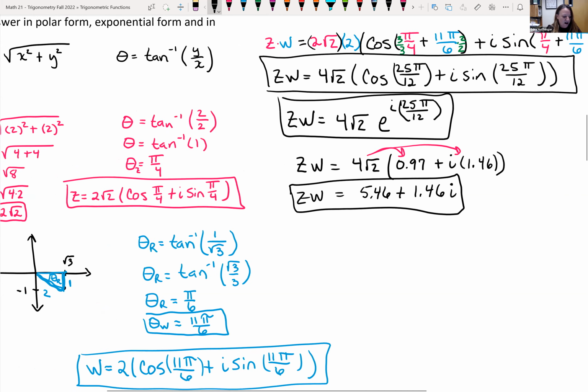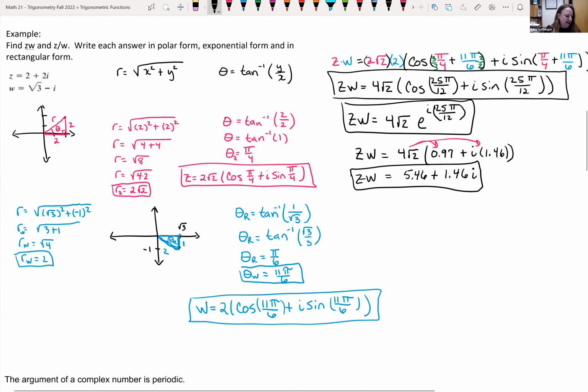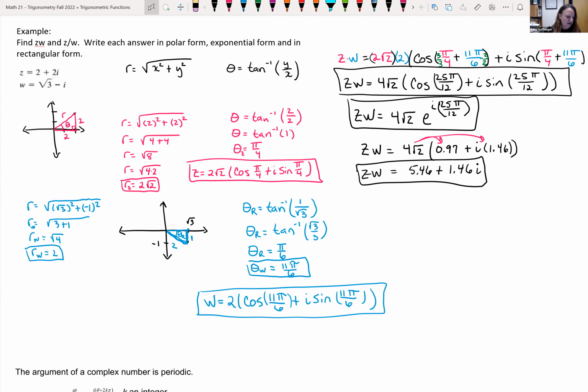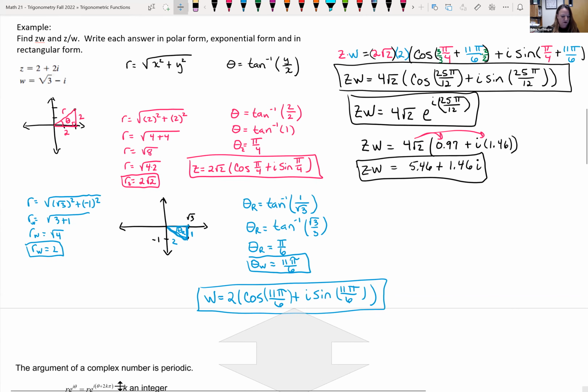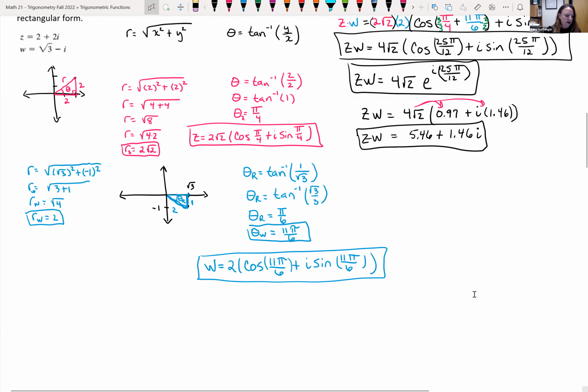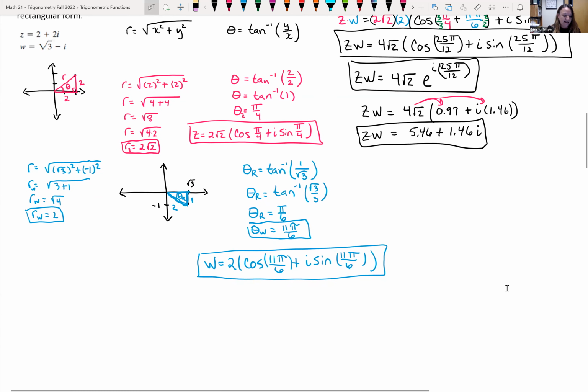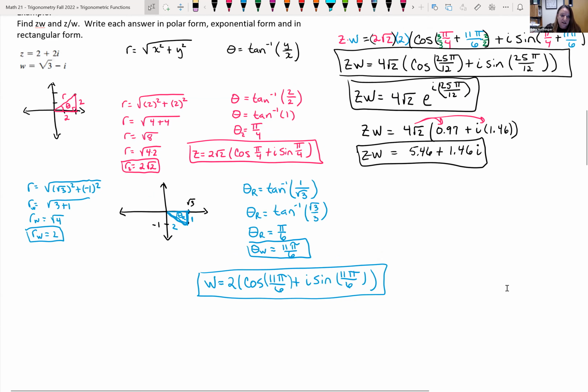So right there, that is the multiplication of Z times W. So we now want to look at the quotient of Z and W. So Z divided by W, well, we did a lot of the work right now because we've already converted these into polar form.